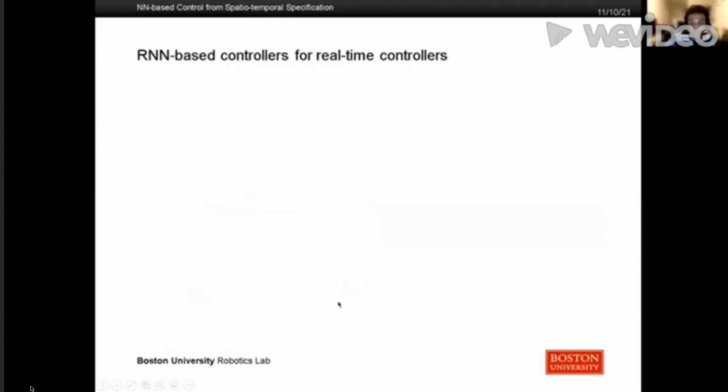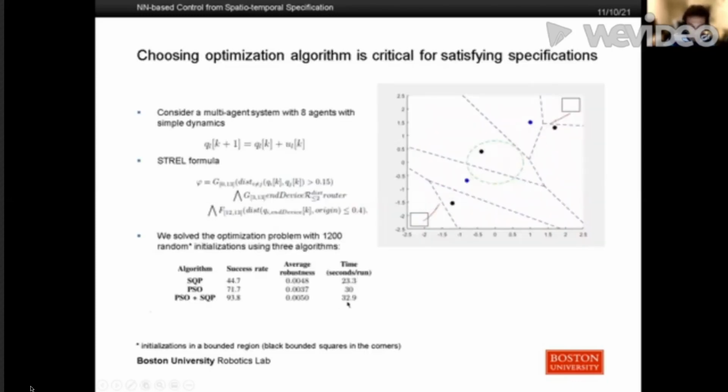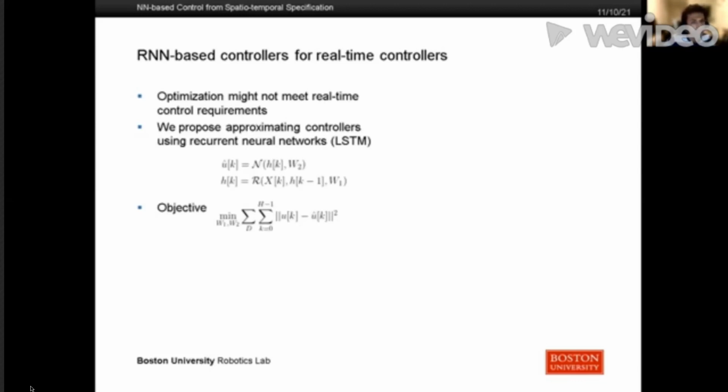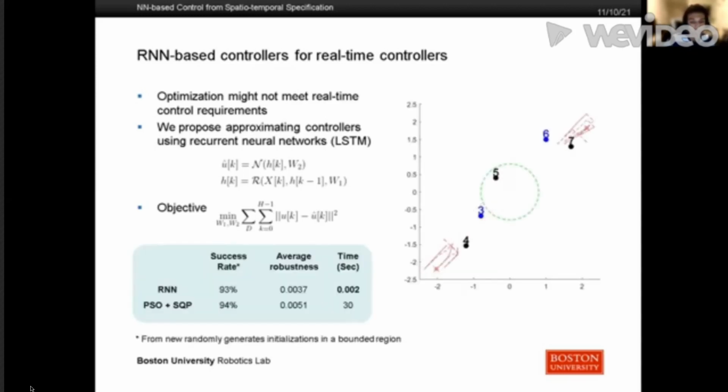That brings us to the next topic, which is that optimization algorithms do not meet the requirements for real-time control. As you can see here, the times are very high. So we proposed learning controllers using a recurrent neural network given by this formula, with an objective to minimize the difference between the control and the predicted control. What you can see here is an example of 3 executions from the same point. The dashed lines are the trajectories generated using optimization, and the connected lines are those generated using the recurrent neural network. You can see that the success rate is comparable. The robustness is a little bit lower for the recurrent neural networks. However, the time meets the real-time requirements for control.